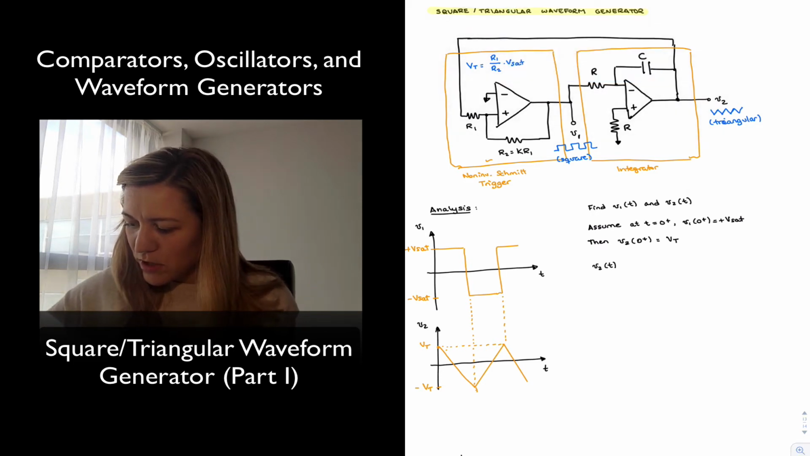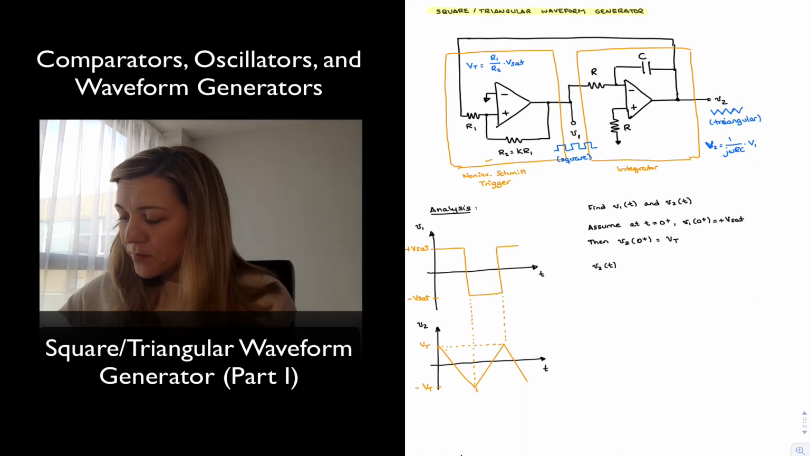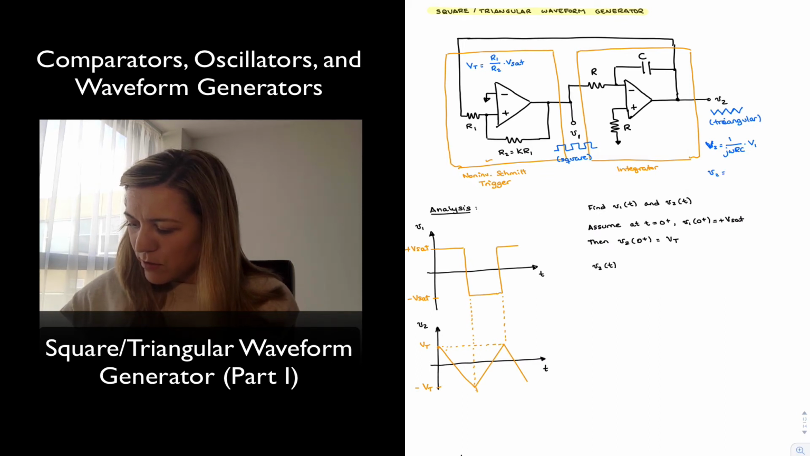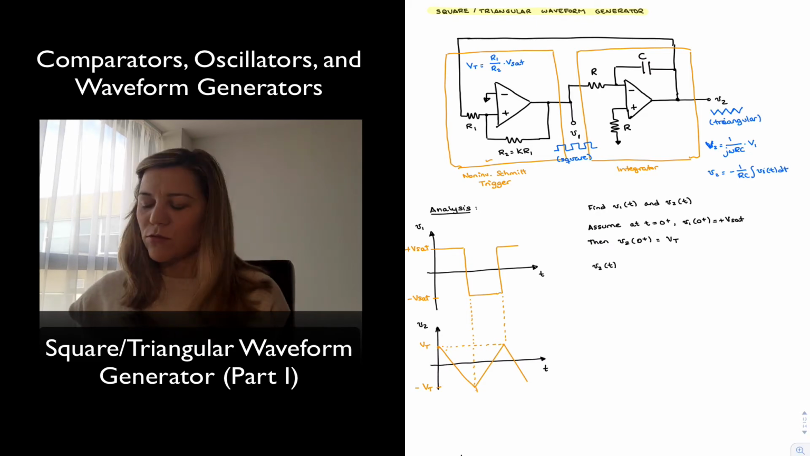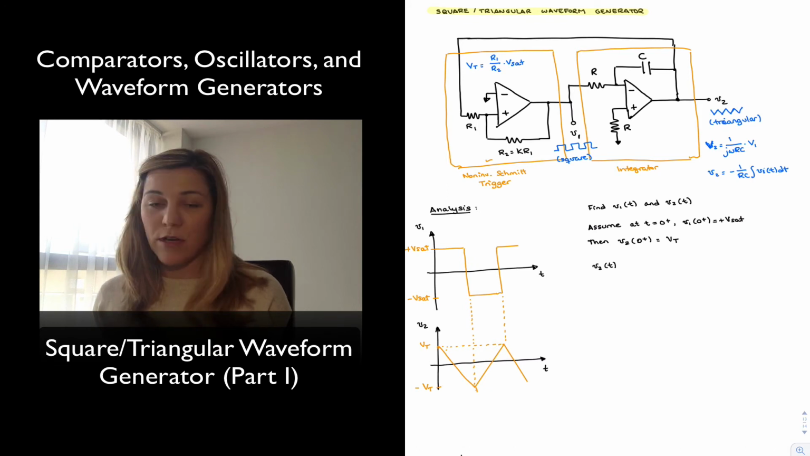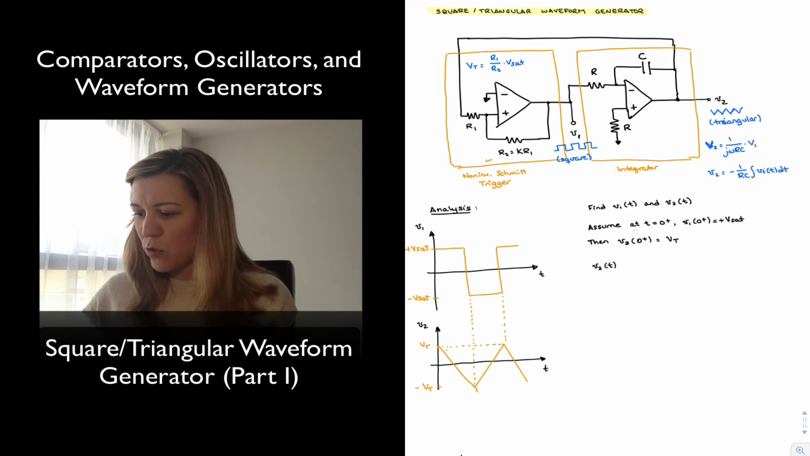We know that in general V2, as a phasor, is going to be equal to 1 over j omega RC times V1. That's in the frequency domain. If we wanted to translate it into the time domain, we will have that V2 is going to be equal to negative 1 over RC times the integral of V1 of t dt. So division by j omega in the frequency domain is equivalent to integration over time in the time domain.